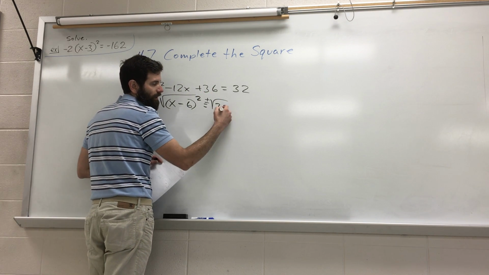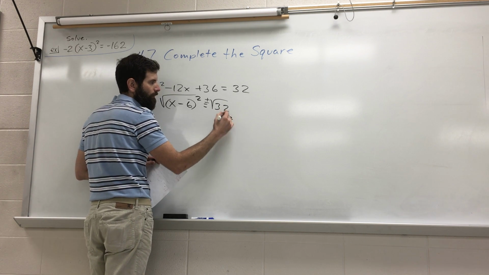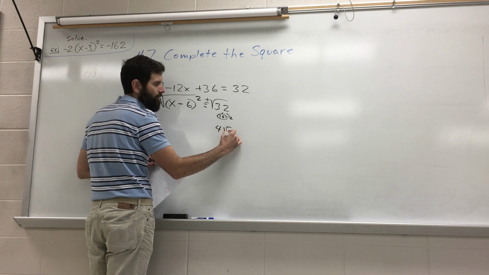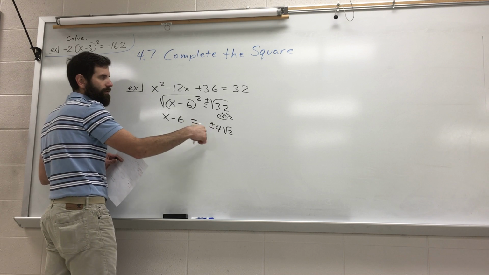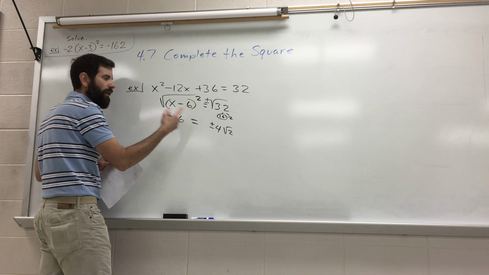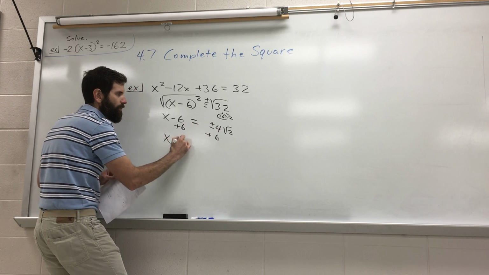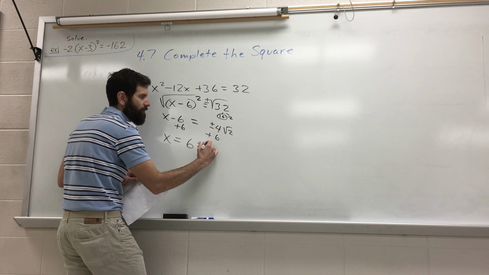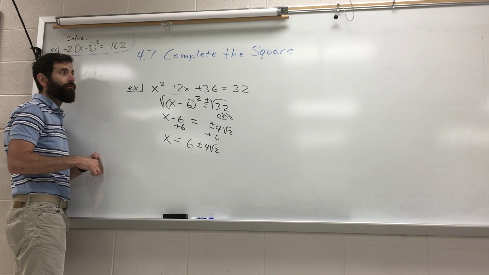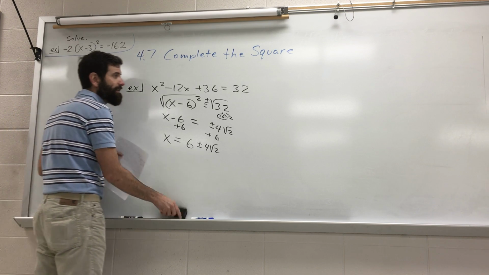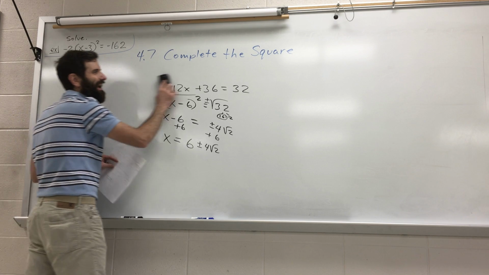Now this one doesn't square root nicely. It ends up being 4 square root 2. And then you'd have x minus 6 equals plus or minus 4 square root 2. And on this one, when you add the 6 over, they're not like terms. So you get to just write it as 6 plus or minus 4 square root 2. So anyway, there are some examples of where we are headed. Today, we're going to start to learn how to complete the square.